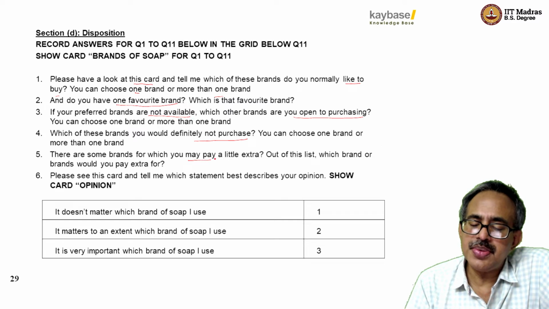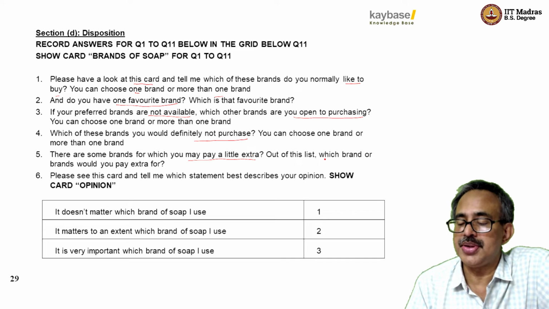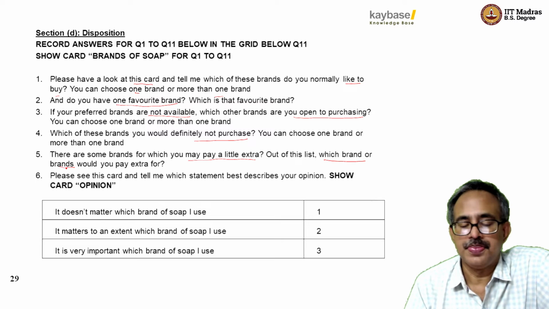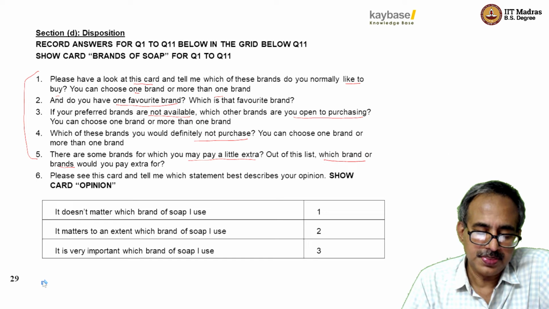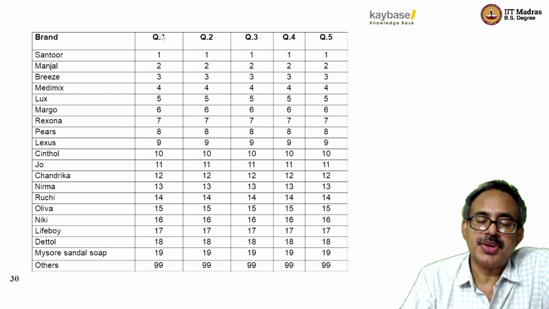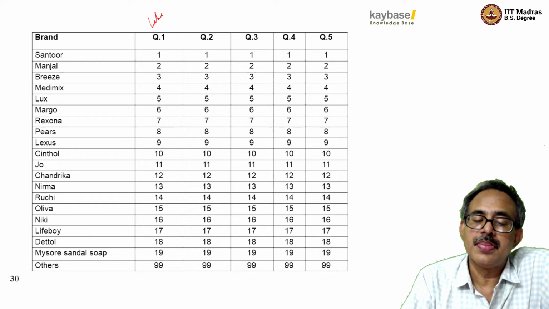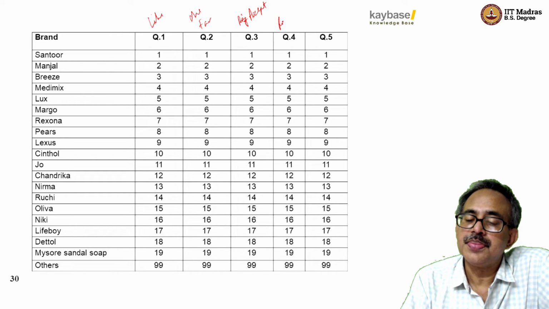There are some brands for which you will say, I like it so much that even if it increases price by 20%, I'll pay. Which of these brands is that? So out of this list, which brand or brands would you pay extra for? So these are the 5 questions which relate to the brand. And the answer comes in the next page here. So this is like to buy. This is one favorite. This is accept if your preferred brands are not available. This is reject. This is pay extra.